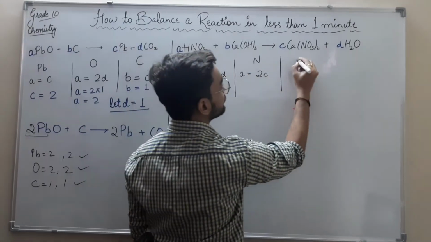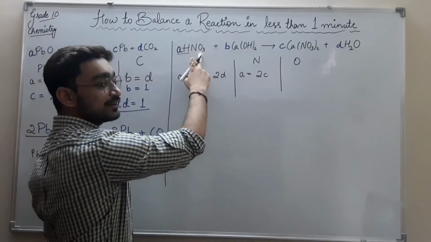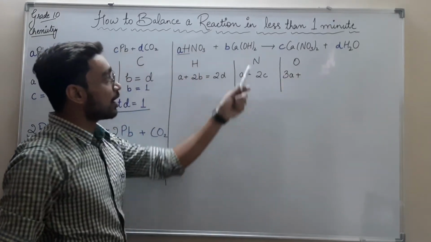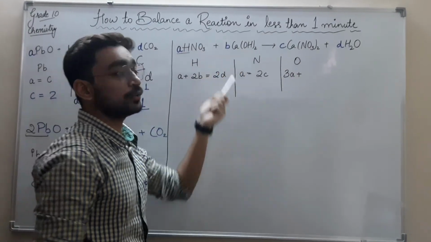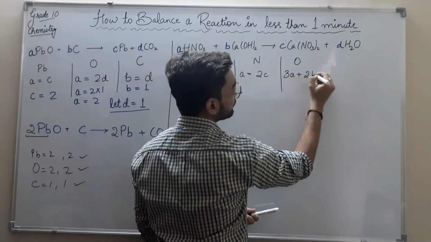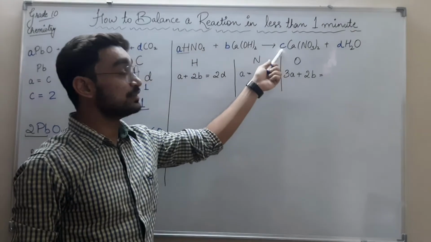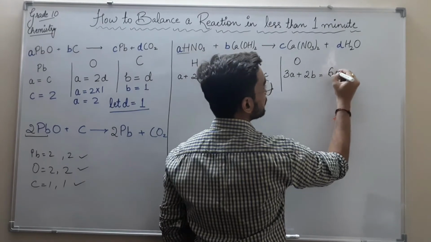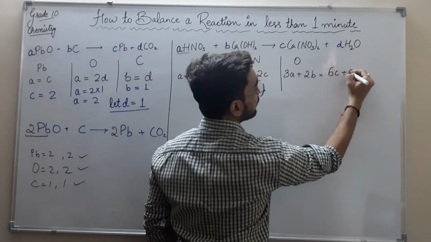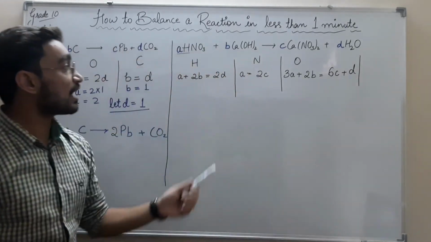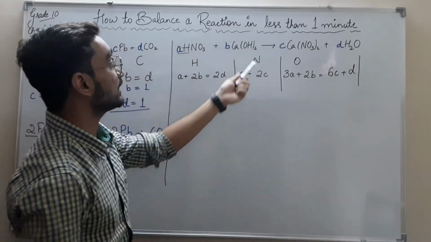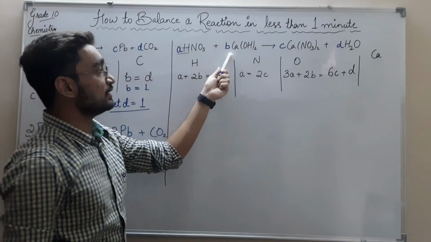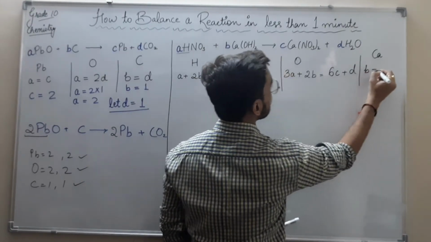Then oxygen. How many oxygen are here? A into 3, that is 3A, plus 2 into B, that is 2B, equals how many on the product side? 3 2s are 6, so 6C, plus D. Now the last one, calcium, Ca. How many Ca are there? B equals C.